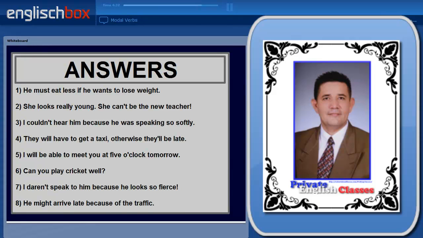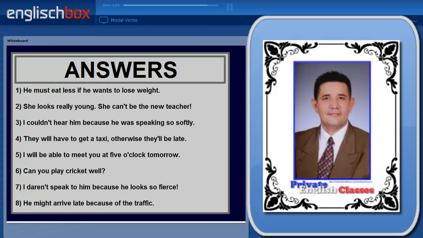Moving on to the answers, here you can see all the corrected errors. I want to draw your attention to point number 7 particularly. Here we have the verb dare. It says, I daren't speak to him because he looks so fierce.